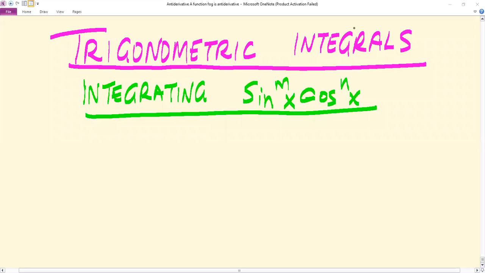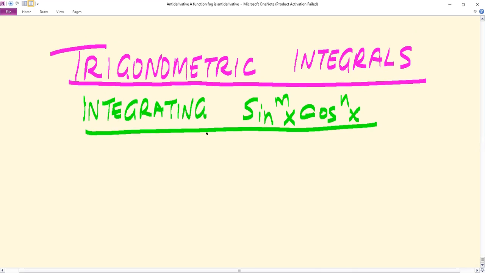Welcome to this session. In this session, we start discussing trigonometric integrals. So we start by discussing how to integrate integrals of the form sine raised to power m, cos raised to power n. So these are the kind of integrals that we are going to discuss in this session.